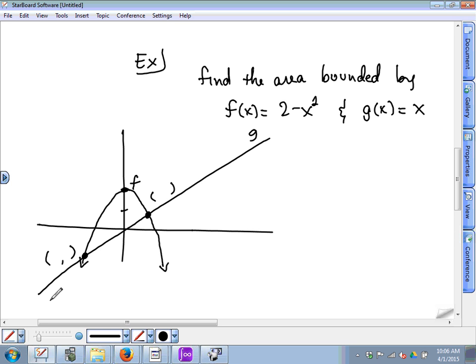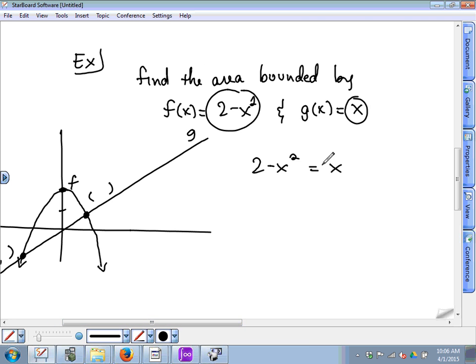This is something you did back in pre-algebra, algebra 1 and algebra 2. To find the intersection of two graphs, all you do is set the equations equal to each other. 2 minus x squared equals x. If you set the two equations equal to each other, then you'll find their intersection points. So if we rearrange this and get one side equal to 0, we're going to have 0 equals x squared plus x minus 2.